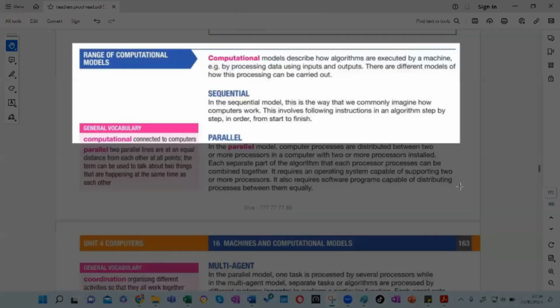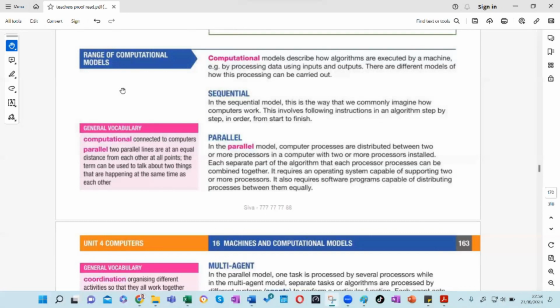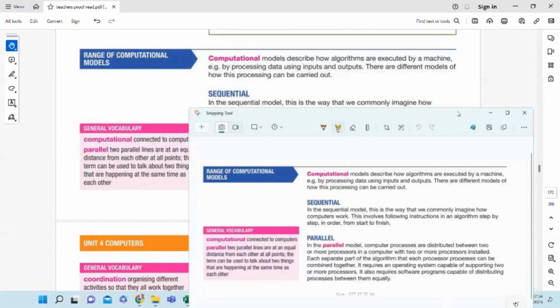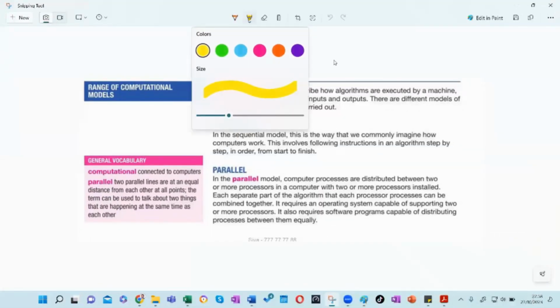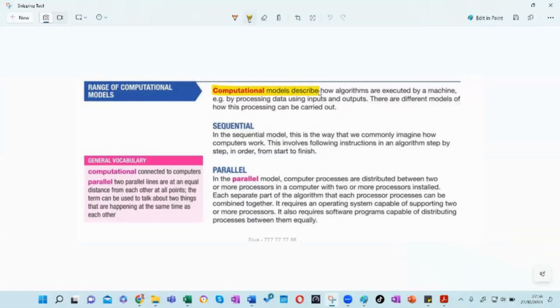Any question? Just disturb me anytime. Okay. Right. Computational models describe how algorithms are executed by machines. So all these computational models are going to have those stages: input, process, output, and storage. But they are different in the way they do it. There are different models of how this process can be carried out. Sequential.